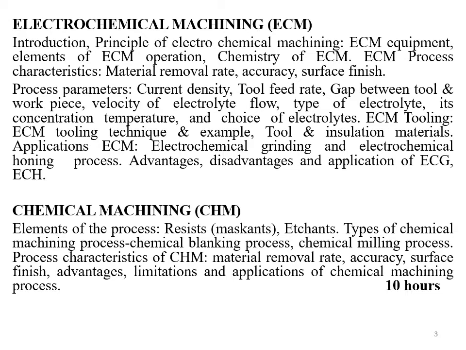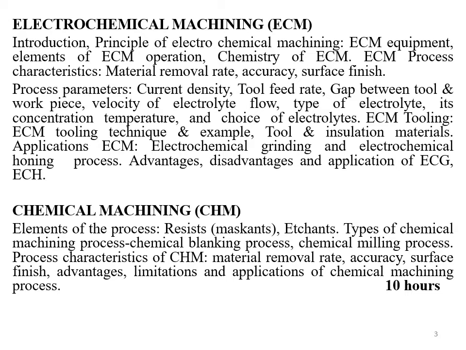of ECG and ECH. Further, the second part of this module covers chemical machining: the elements of the chemical machining process, like resists or maskants and etchants, types of chemical machining process like the chemical blanking process and chemical milling process, process characteristics of chemical machining, material removal rate, accuracy, surface finish, advantages, limitations and applications of the chemical machining process.